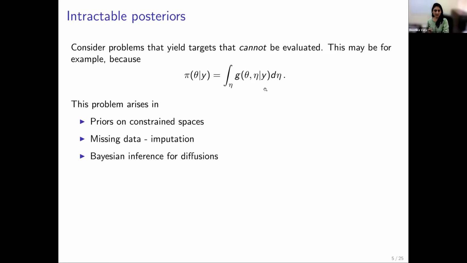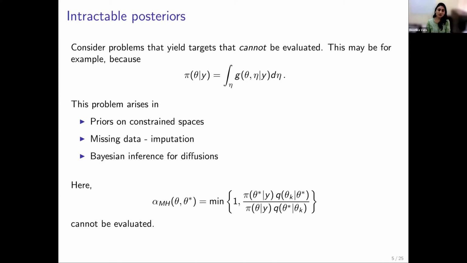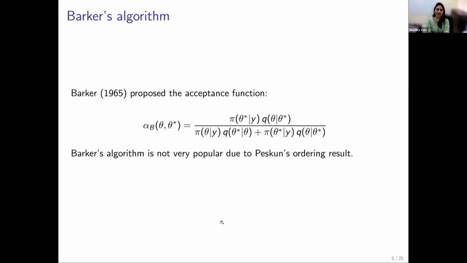Right? And particularly, the problem itself was motivated by Bayesian inference for diffusions, but we found plenty of other applications for these situations where the target density can't actually be evaluated anywhere. So here what happens is alpha MH can no longer be evaluated. So step number 2, we can't really do with the knowledge that we've accumulated so far. Okay. So what can we do?